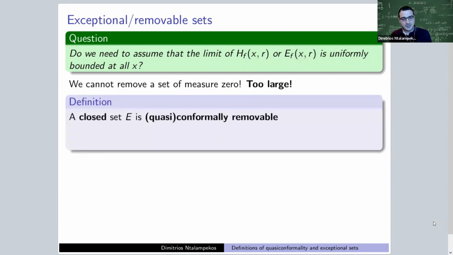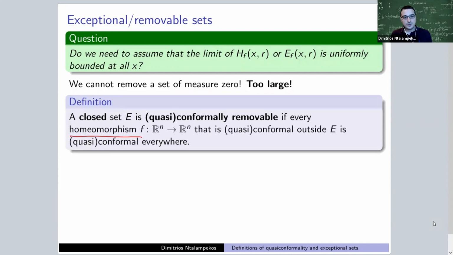So a closed set is quasi-conformally removable if every homeomorphism from Rn to Rn that is quasi-conformal outside E is actually quasi-conformal everywhere. And again, here, by using different definitions of quasi-conformality, you can give the definition of a removable set even if it's not closed. I just stated it for closed sets because you can use any definition of quasi-conformality or conformality here.